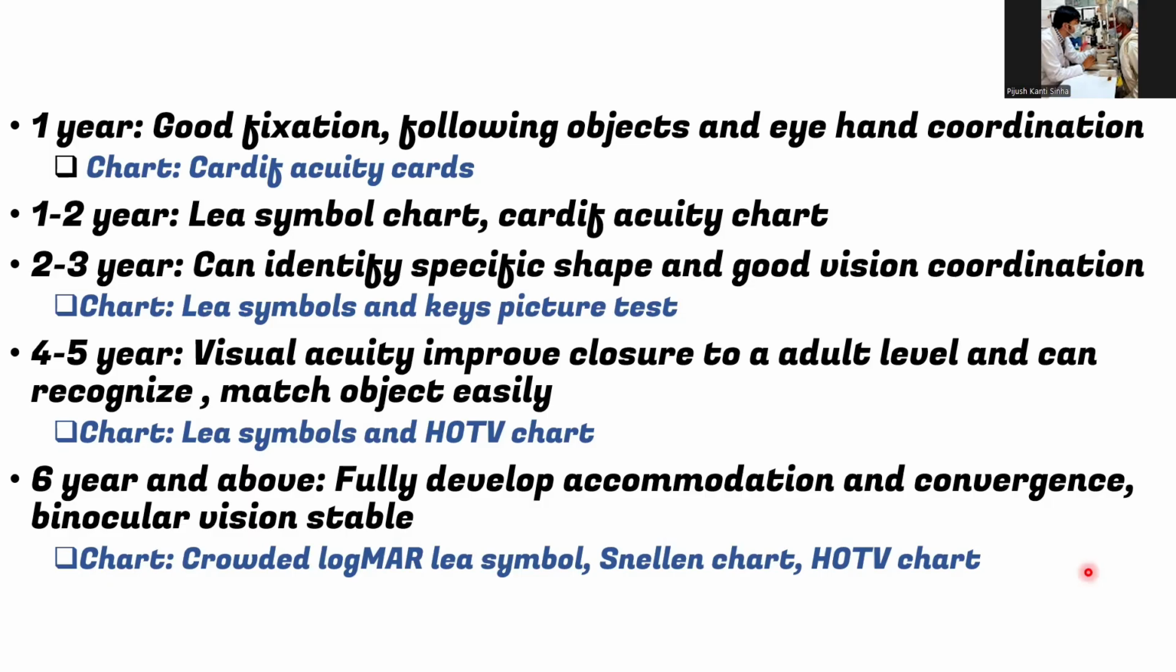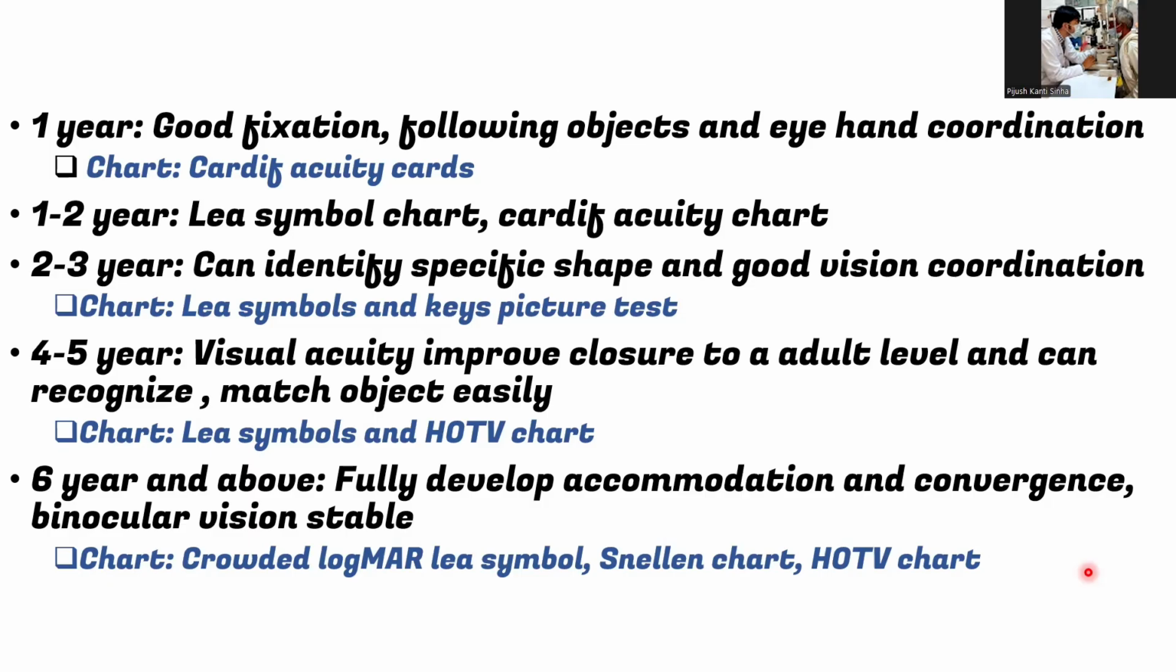So it becomes more interactive and fun for them. Now, from 4 to 5 years, at this stage, their vision is getting close to an adult level, as I told you earlier also. So they can easily recognize or match letters and symbols. Here we generally use Leah symbol or HOTV chart, and these are easy for preschool children who might not know the full alphabet yet.